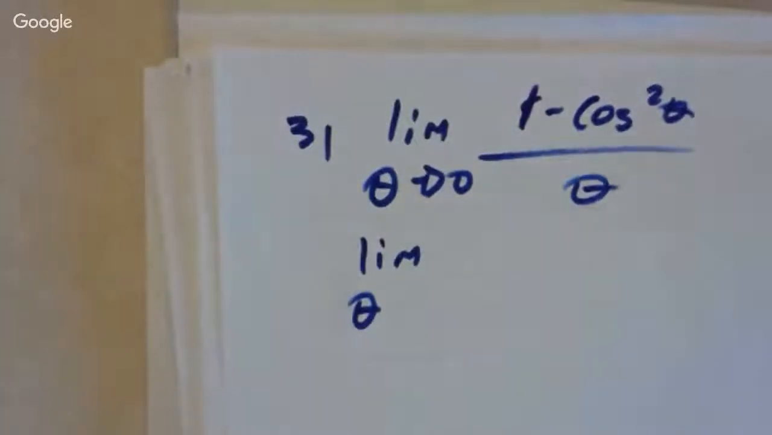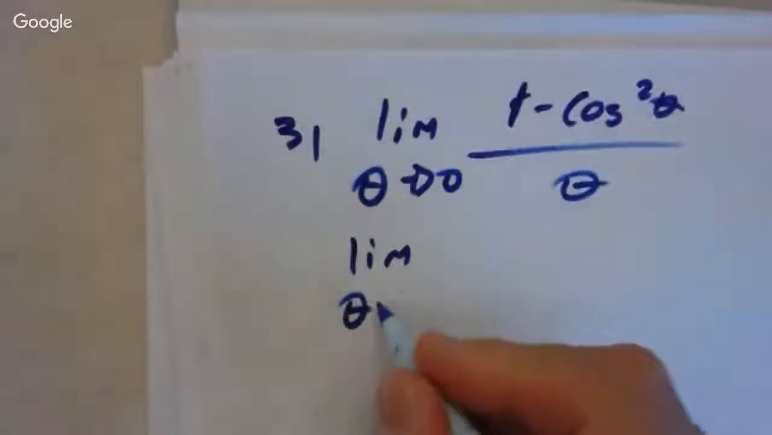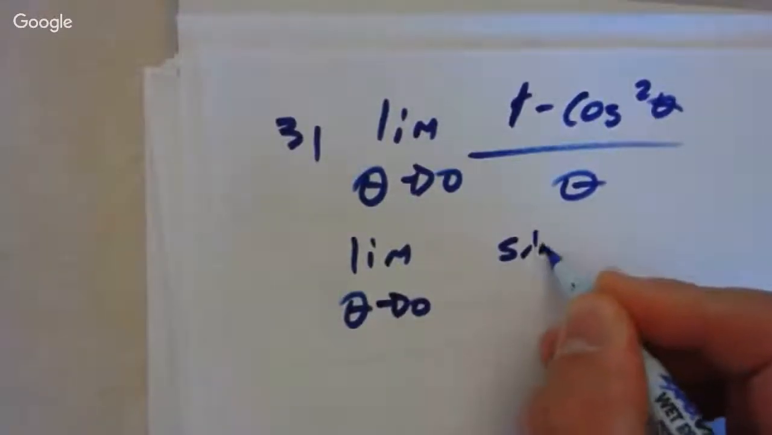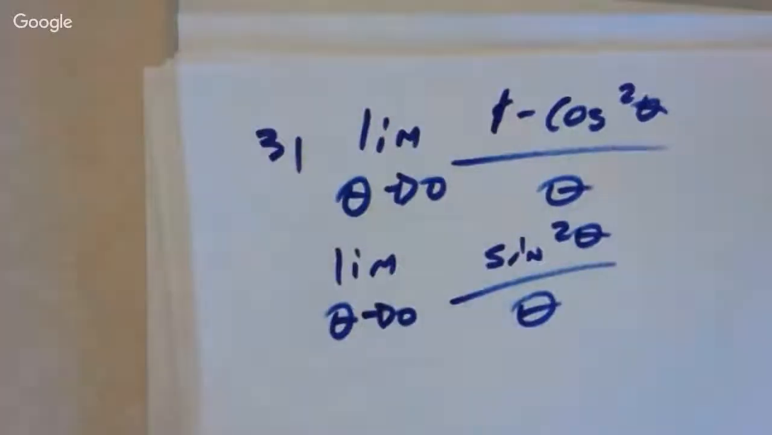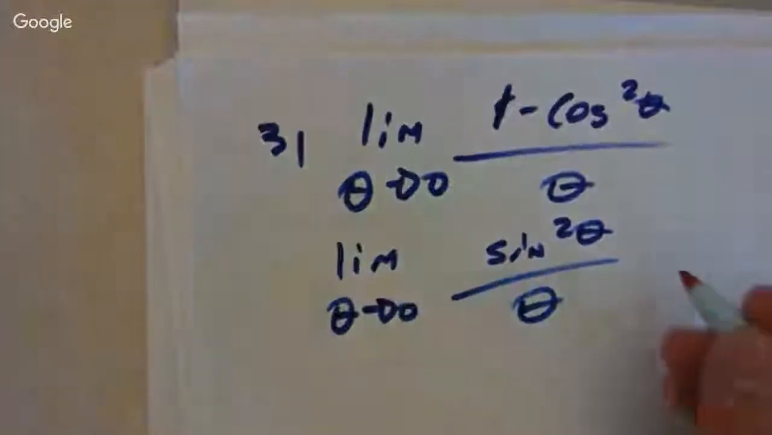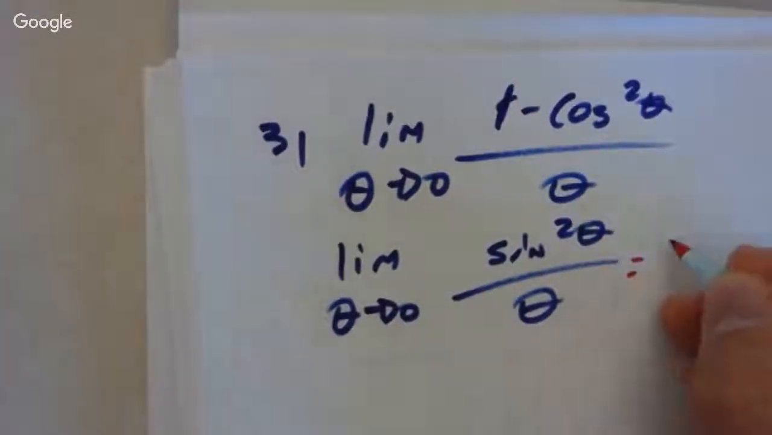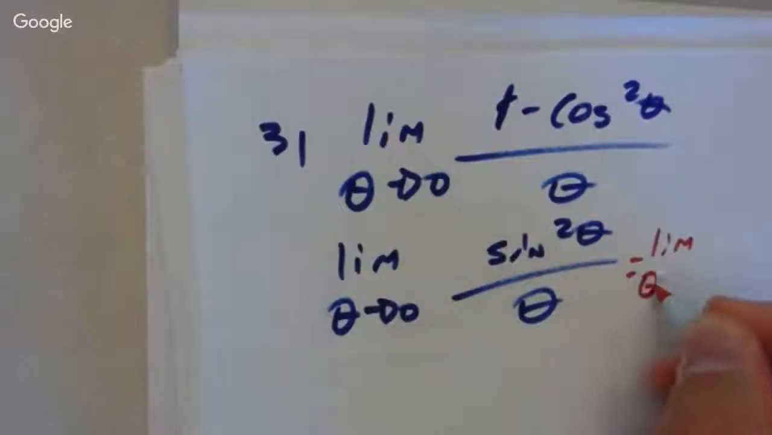Okay, so limit as theta goes to 0 of 1 minus cosine squared theta over theta. You know that's sine squared theta. Now, I'm going to make a mistake here. I'm going to say this is totally equal to 1. And notice I write it in red, because it's wrong.